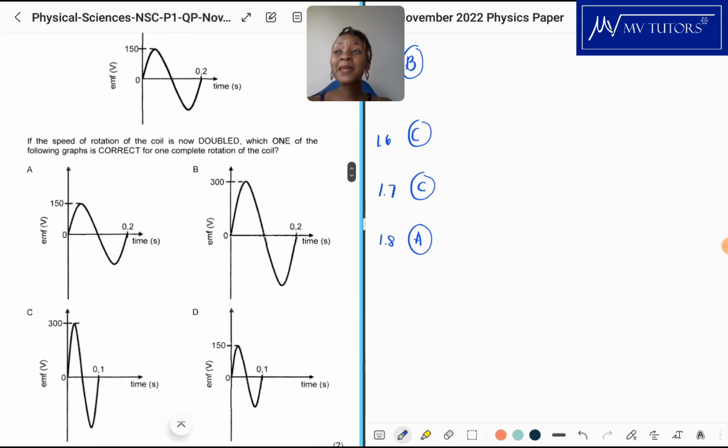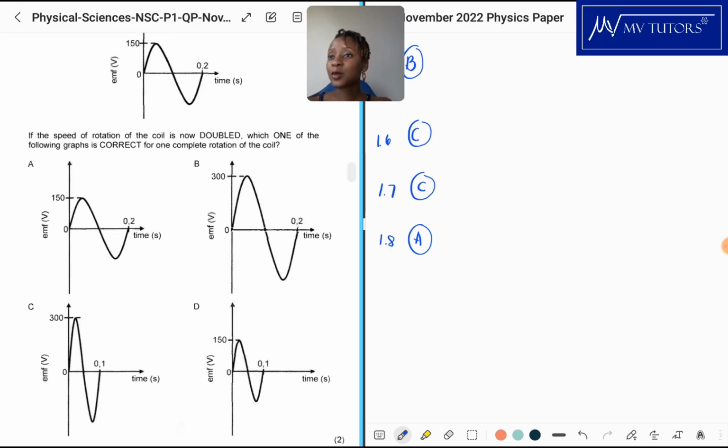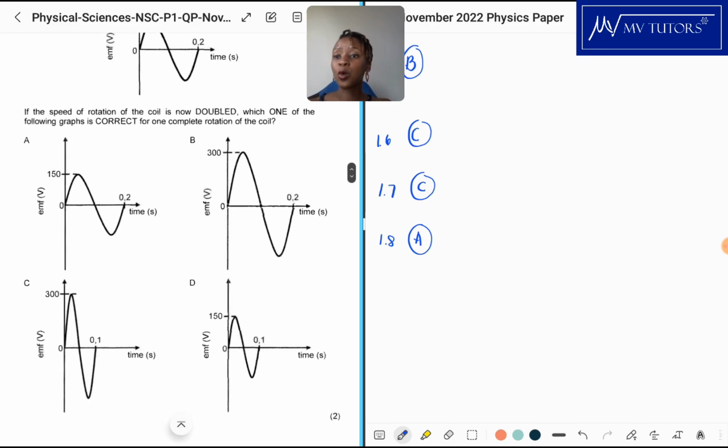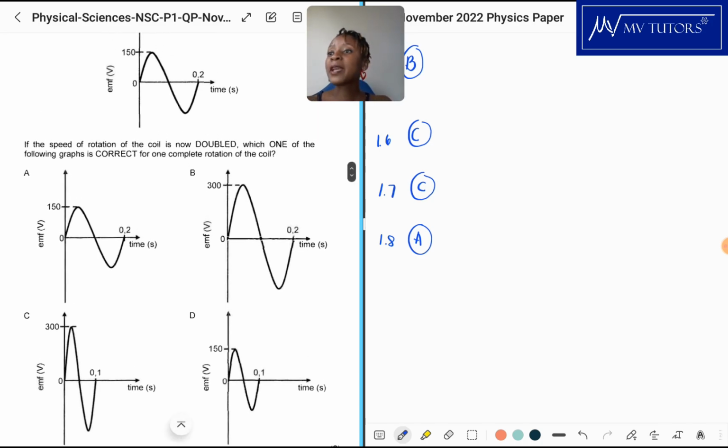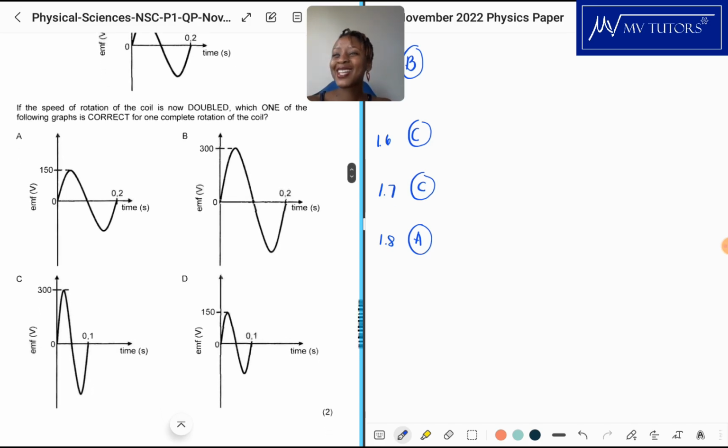Now, if the speed of rotation of the coil is now doubled, which one of the following graphs is correct? So in doubling it, are we multiplying the EMF by 2? Does it mean that the frequency will be much less? So instead of taking 0.2 seconds, you're going to get 0.1. So what option do you think we should go for? If you look at A, it remains the same basically. So that's really not an option.